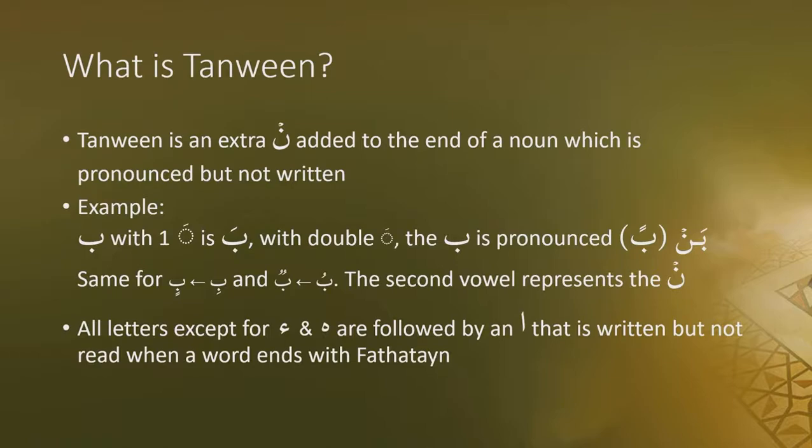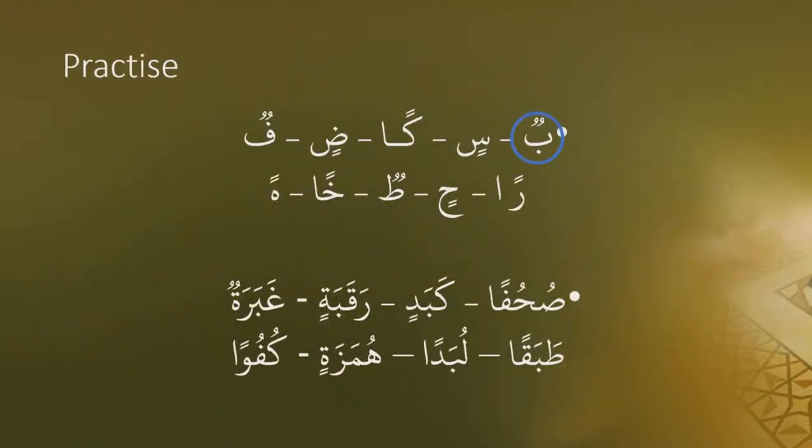The same with bi, bin, bu, bun. The second kasra or dhamma represent the noon sakina. Note, all letters except for hamza and ha, when they have fathatain, they are followed by an alif that is written but not read. Let's practice reading together the tanween. Bun, sin, kan, din, fun, ron, hin, tun, khon, han.